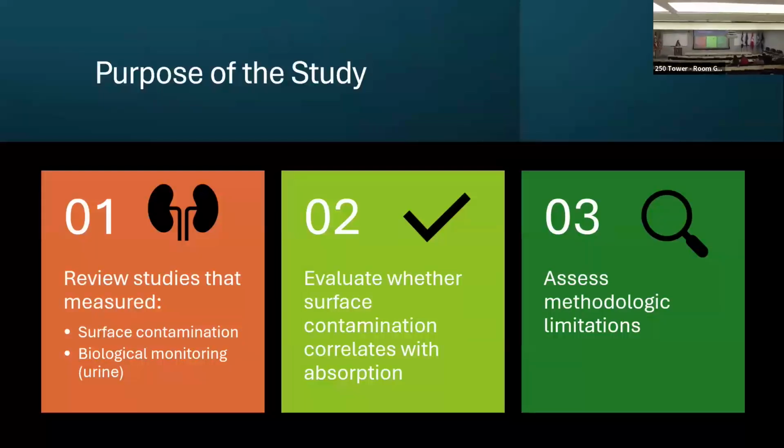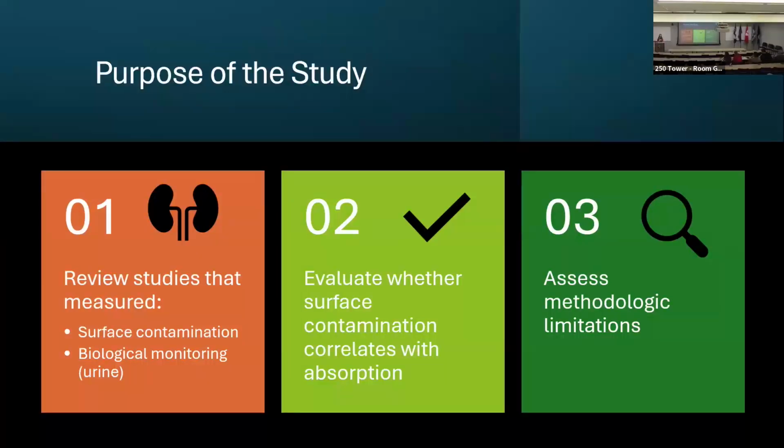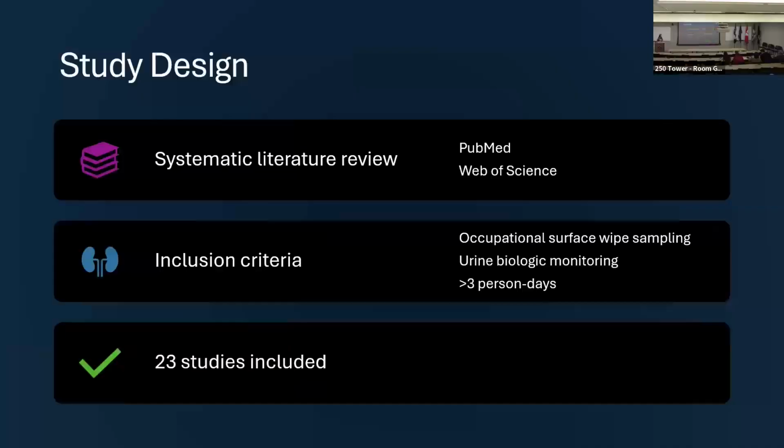The purpose of this study was to review studies that measured both surface contamination and absorbed dose. After that, to determine whether the surface contamination results relate to how much was actually absorbed by a worker. And then they wanted to assess methodological limitations. They did this through a systematic literature review using two databases, PubMed and Web of Science.